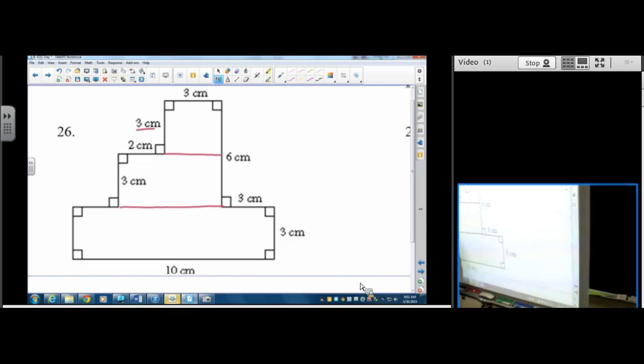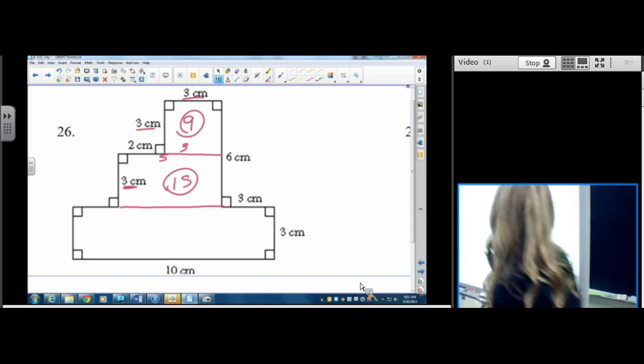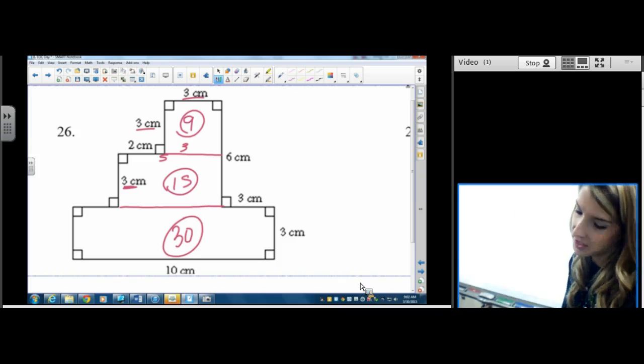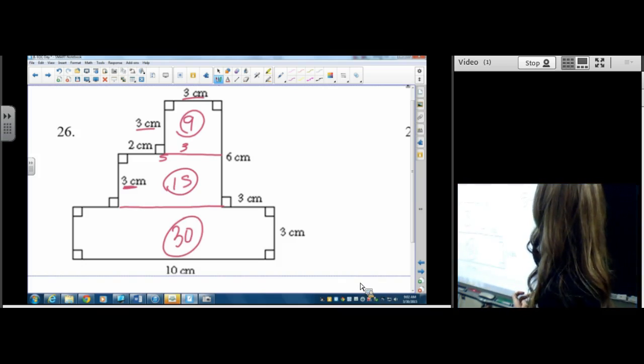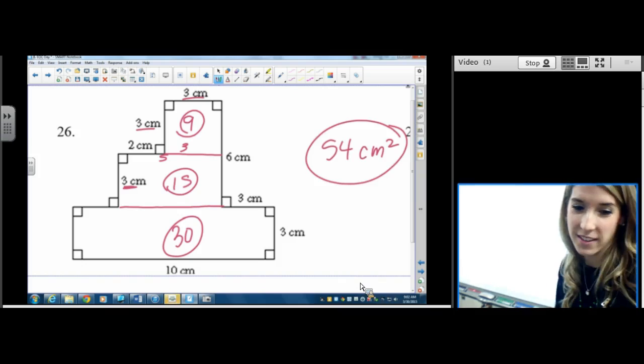Let's see. Here's the length. What's the width? 2 plus 3. Does that look good? 5. Making sure. 3 by 5, 15. So we've got 9. We've got 15. And this one's 3 by 10. Whoa, that's the easiest one we've done all day. 30 plus 15 plus 9. Nice to have a mental break on that one.